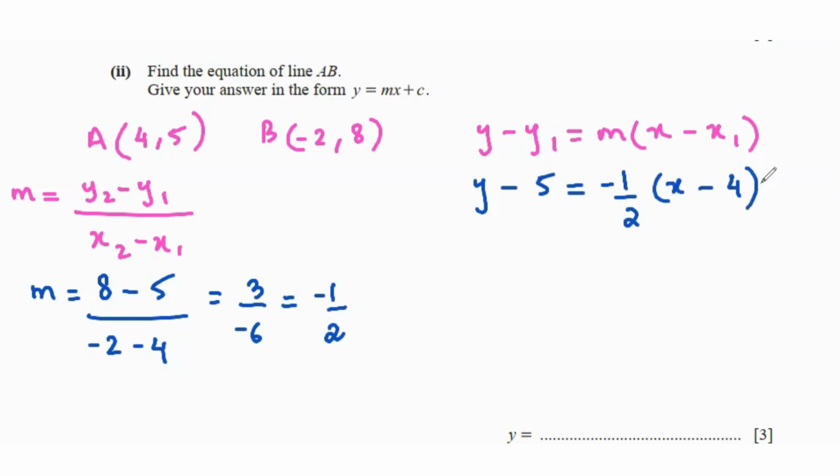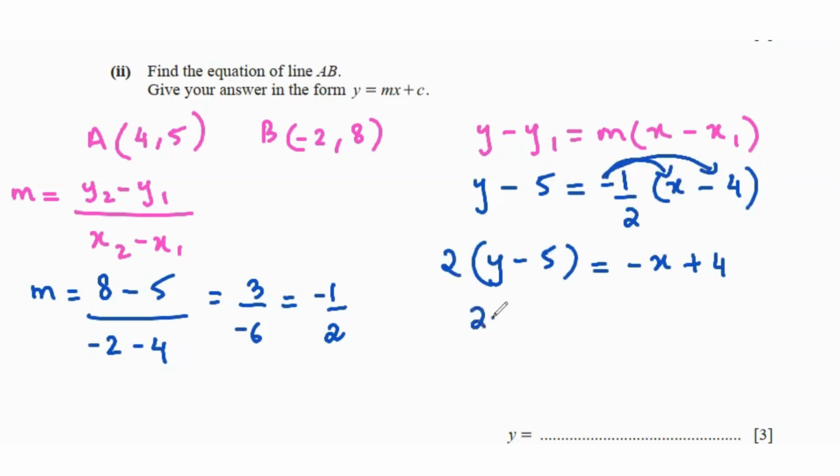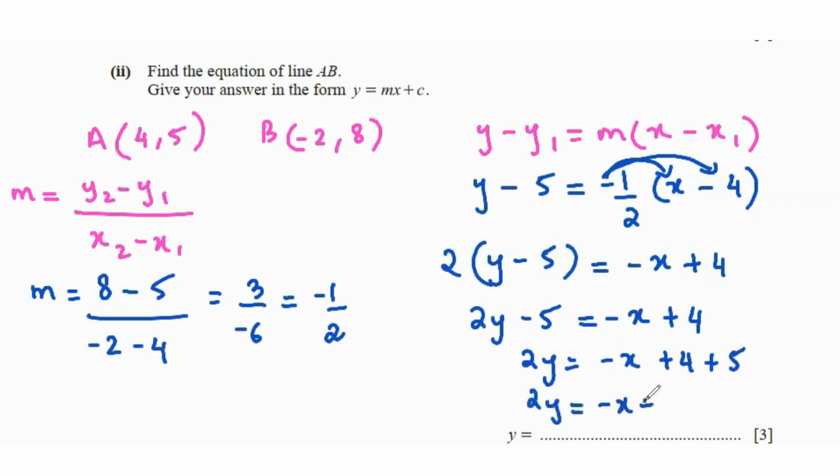You're going to get the same answer from both of these points. So y minus 5 times 2, because I want to get rid of the fraction, and negative x plus 4, because I multiply the negative sign with x and with negative 4. So we get 2y minus 5 equals negative x plus 4. 2y equals negative x plus 4 plus 5. That's 2y equals negative x plus 9. And we can rewrite this equation as y equals negative 1 over 2x plus 9 over 2.